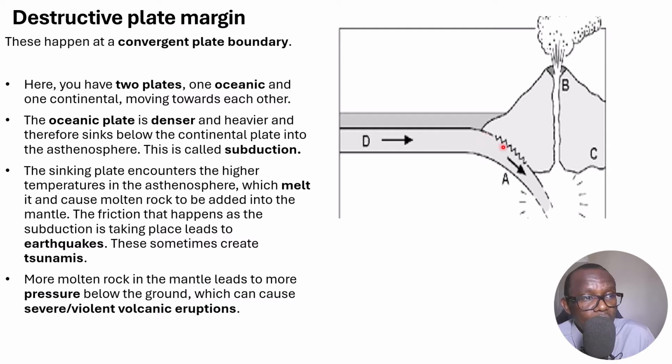Also, because it's sinking towards the asthenosphere, the upper mantle, where the temperatures are fairly high. We said that the temperatures in the upper mantle are around 1,300 degrees Celsius, meaning that the plate is going to begin to melt. As it melts, it's going to add a lot more magma or molten rock in the mantle, and that is likely to lead to the mantle having a lot more pressure. Now that pressure could be released eventually in a volcanic eruption here.